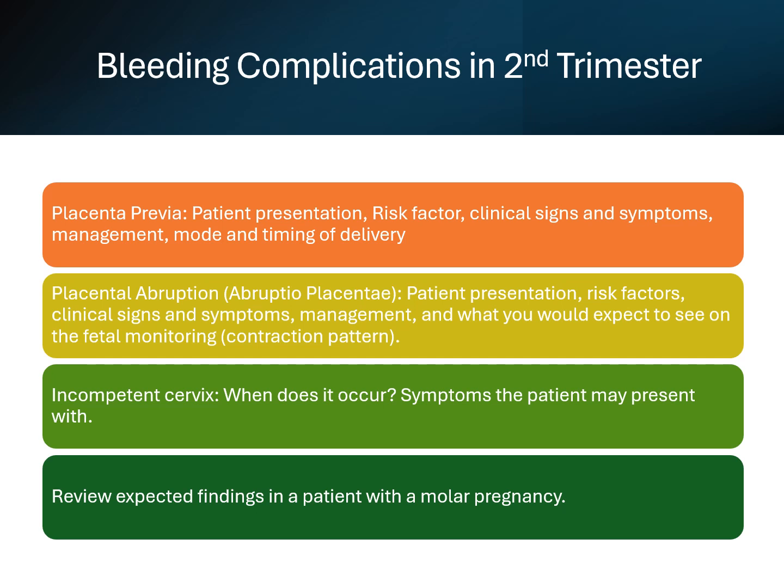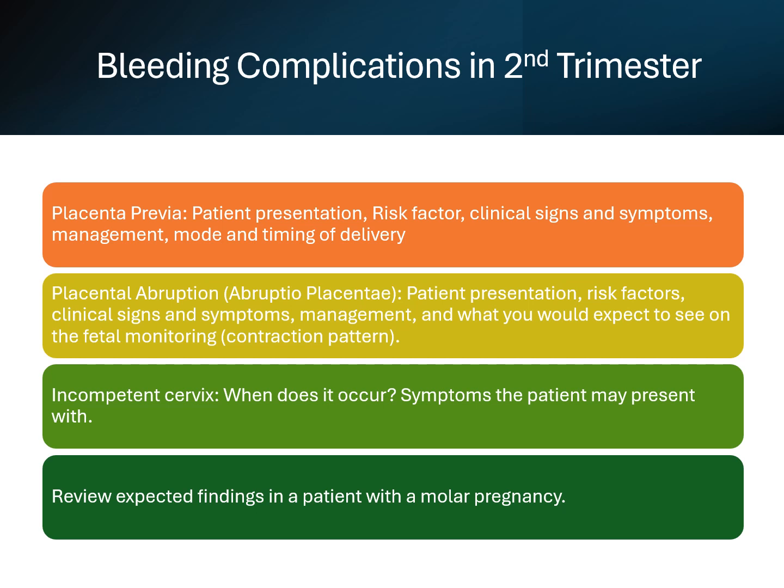Bleeding complications in the second trimester. So we discussed these conditions, placenta previa. What is a patient going to present with? What's the typical presentation? What are the risk factors, clinical signs and symptoms, management, mode and timing of delivery? Placental abruption, also known as abruptio placenta. The patient presentation, risk factors, clinical signs and symptoms, management.